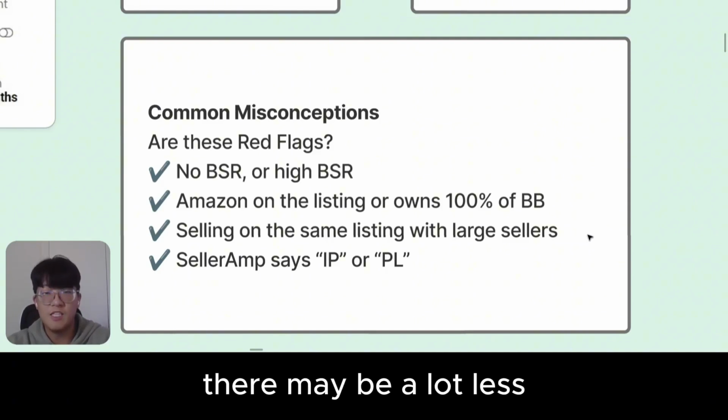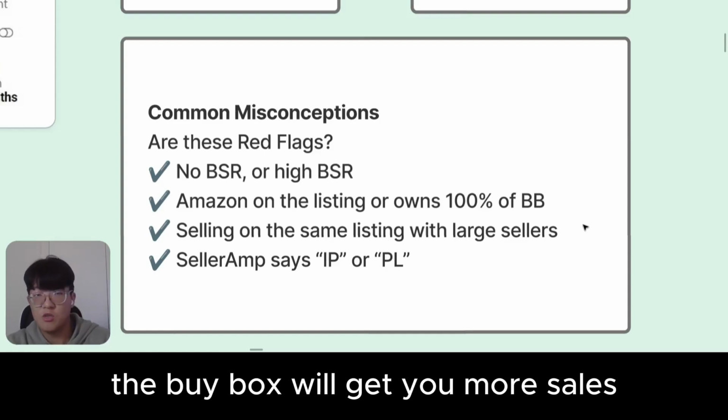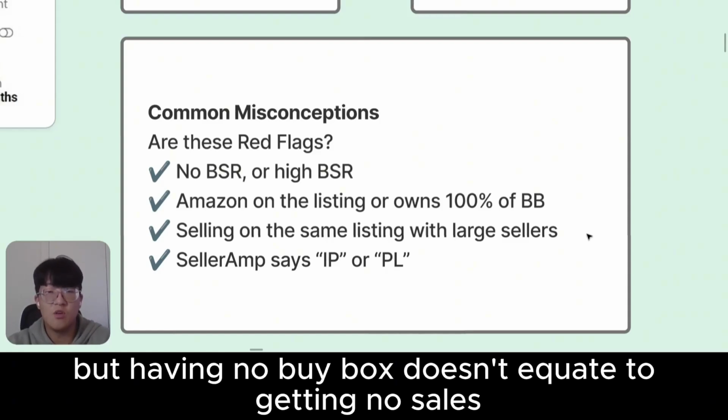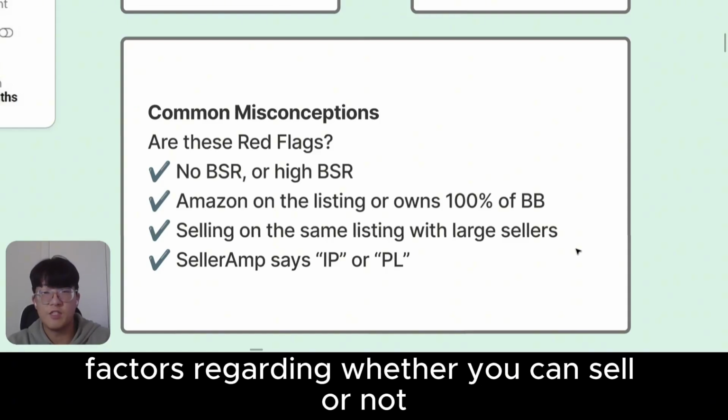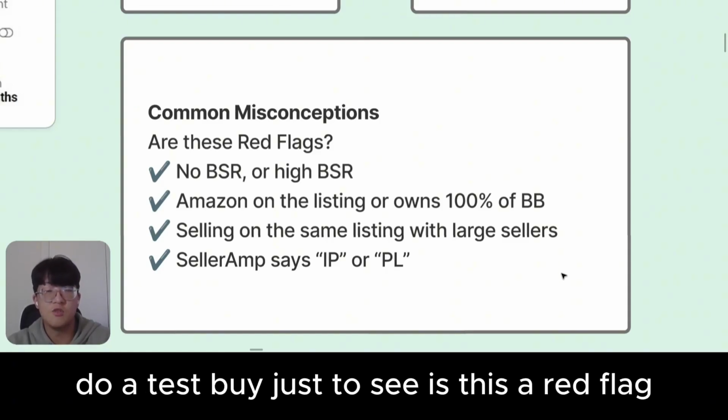There may be a lot less. The buy box will get you more sales. That's how the buy box works. But having no buy box doesn't equate to getting no sales. So if Amazon is on the listing, you should consider other factors regarding whether you can sell or not. Do a test buy just to see.